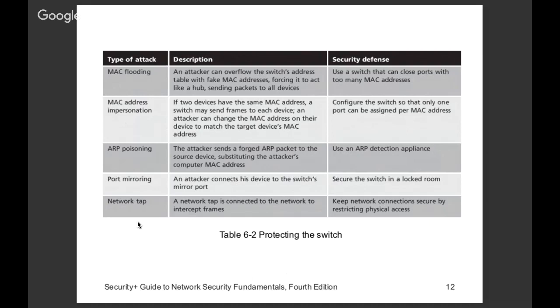Also, security on this one is to keep network connections secure by restricting physical access, like all around the building. Any Cat5 ports we have, RJ45 ports we have, we can put locks on them so folks can't access them because they're locked up with a physical lock.